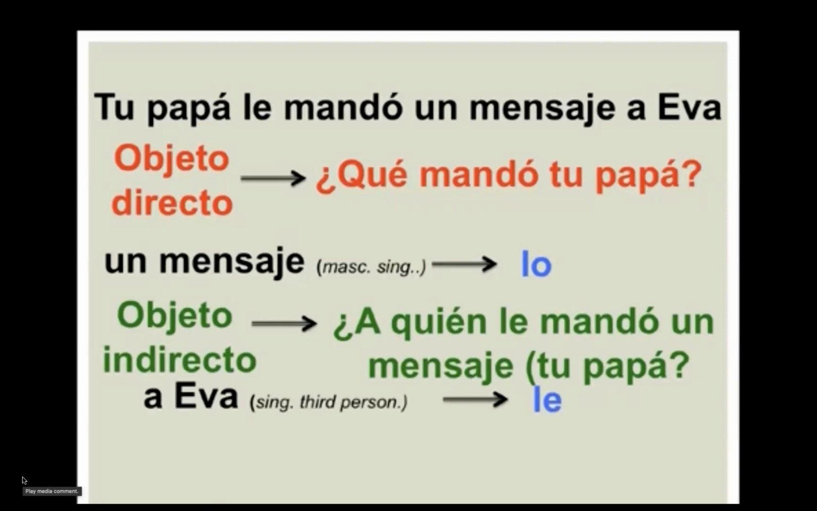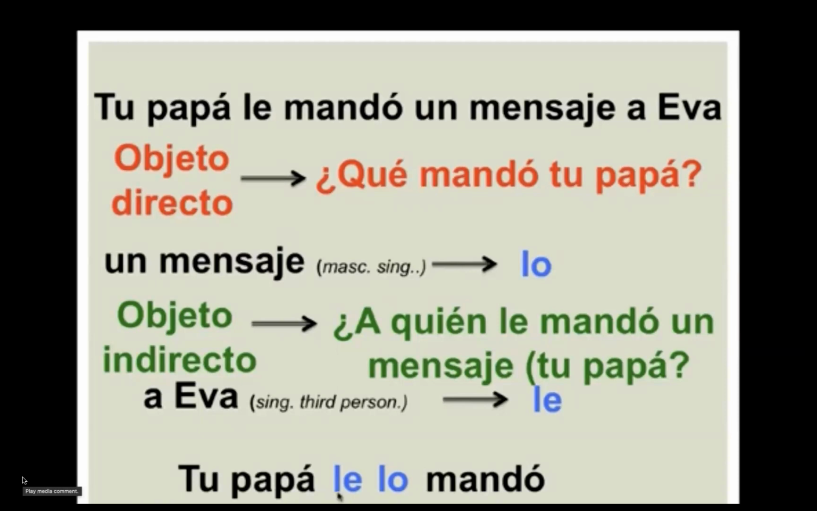Now, you have two different object pronouns. Something to bear in mind is that you can and should use both, but you need to follow a specific order. You will need to write the indirect object pronoun first, and then the direct object pronoun right away, both before the verb. Thus, you will automatically have, Tu papá le lo mandó.